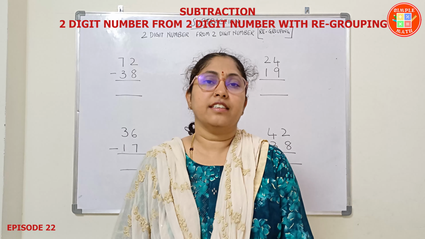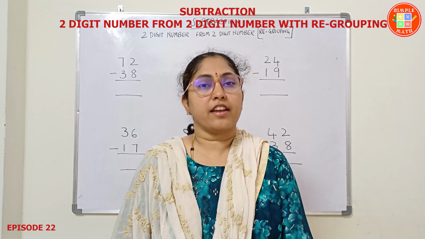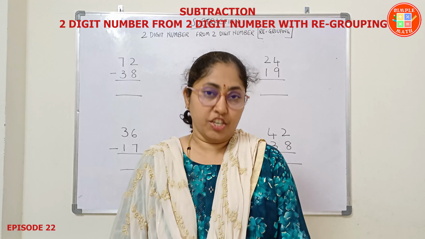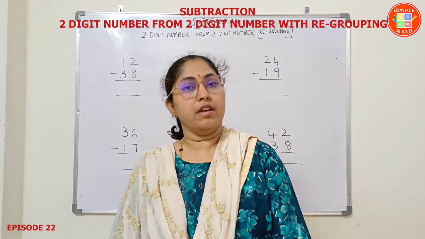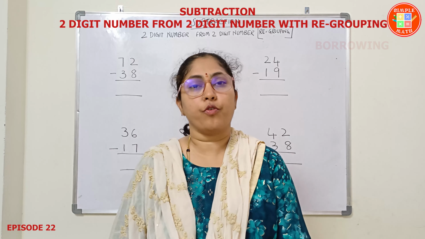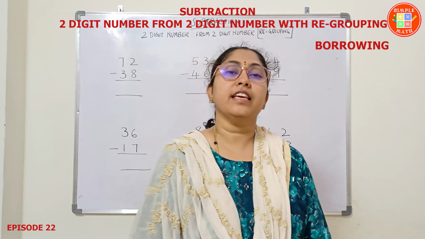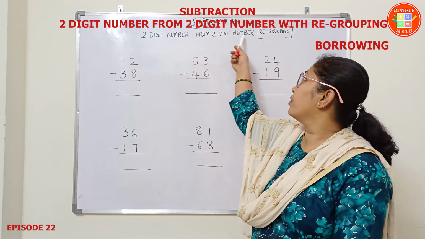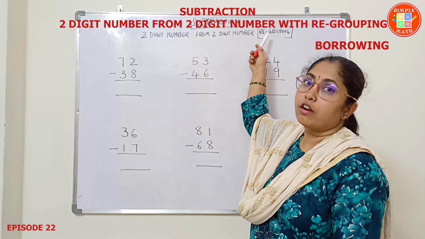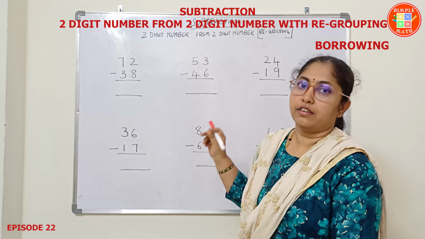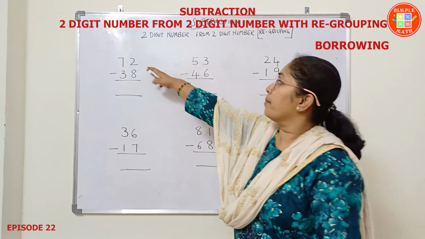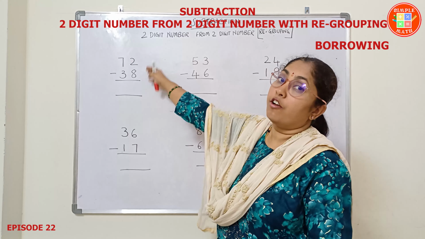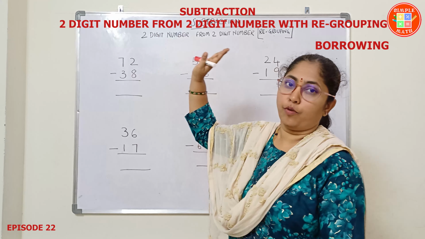Hello children, we have seen subtraction of a one digit number from a two digit number with regrouping or borrowing. Today we will see subtraction of a two digit number from a two digit number with regrouping or borrowing. Clear? Two digit number from a two digit number with borrowing or regrouping.